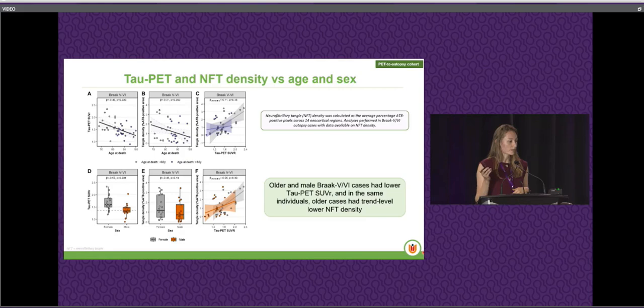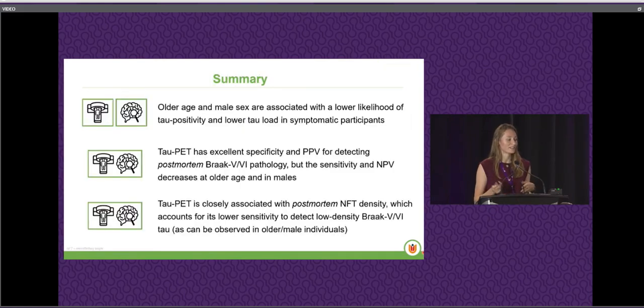So in summary, older age and male sex are associated with a lower likelihood of tau positivity and lower tau load in symptomatic individuals that have amyloid pathology, both in PET cohorts and in autopsy cohorts. We also found that tau PET has an excellent specificity and positive predictive value for identifying the presence of postmortem BRCA5/6 pathology, but the sensitivity and negative predictive value does seem to decrease at older age and in males. And tau PET is closely associated to the density of neurofibrillary tangles in the brain, and this may also account for its lower sensitivity to detect low-density BRCA5/6 pathology in frequently older and male individuals.